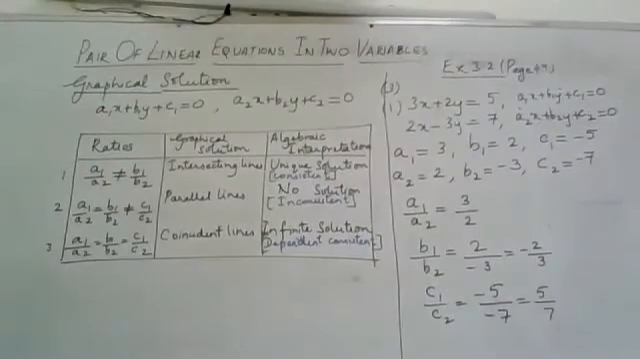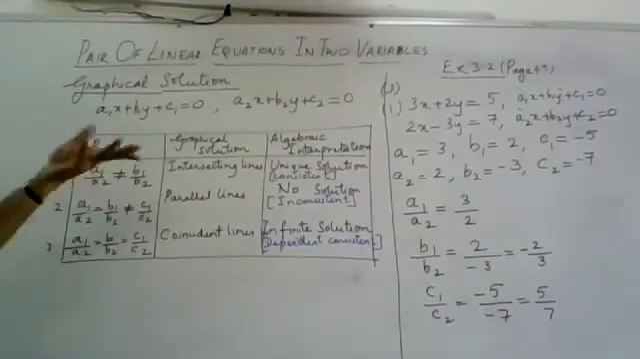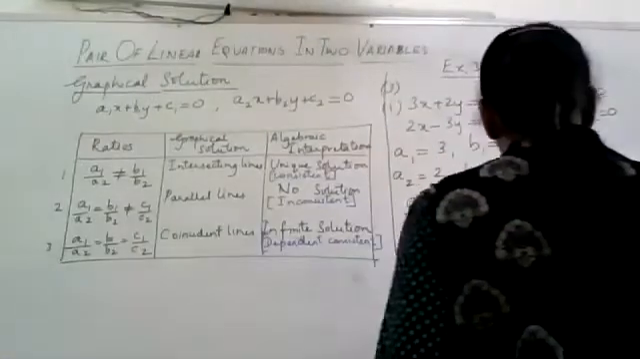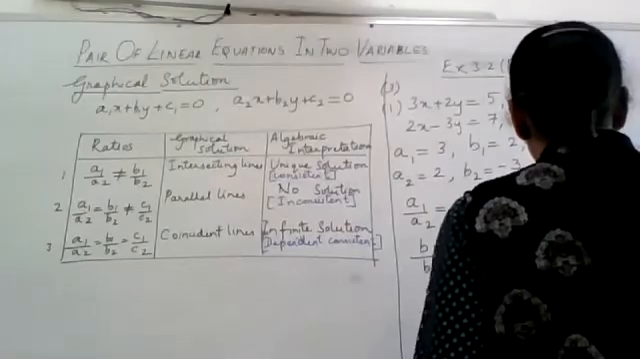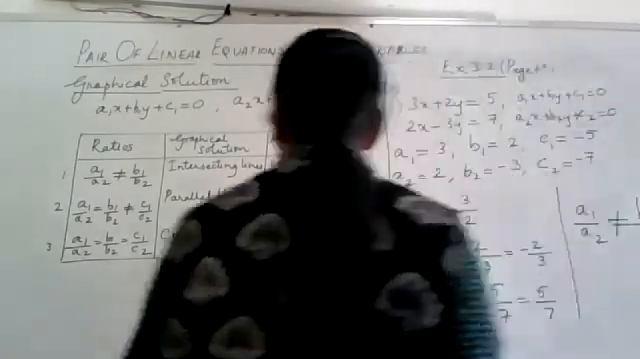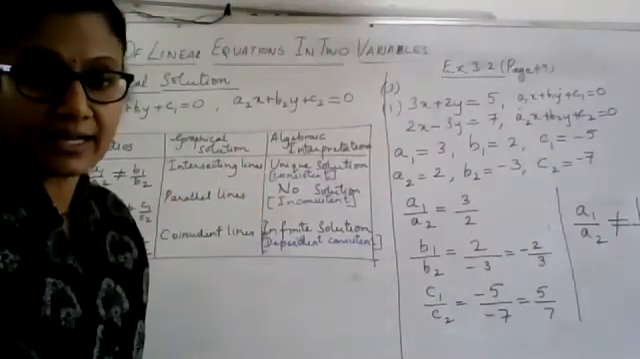So what can you decide now? What will you tell? What kind of solution should you have? Consistent solution. Yes, which of these conditions is visible there? A1 by A2 is not at all equal to B1 by B2. In the first step only you can find out A1 by A2 is not equal to B1 by B2. So what kind of algebraic interpretation can you tell? It is going to be a consistent set of linear equations.